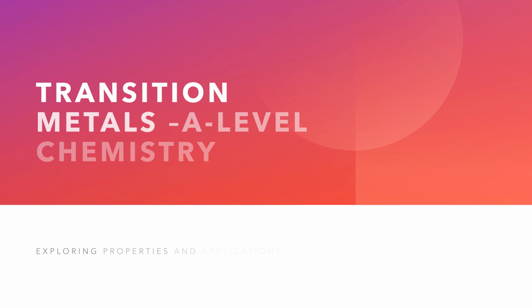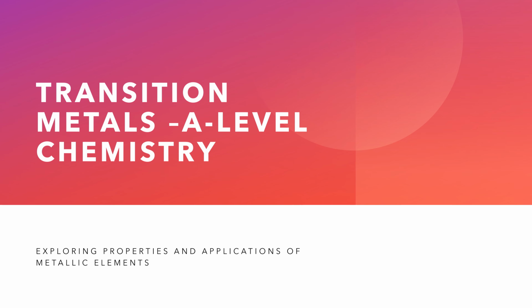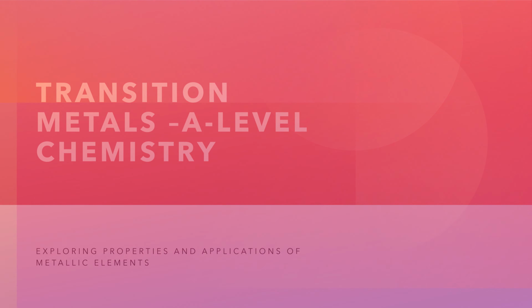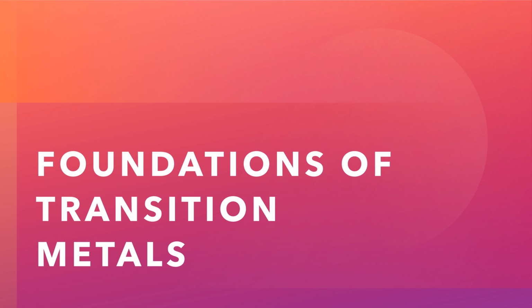Welcome to this presentation on transition metals. Transition metals are elements found in the D block of the periodic table. They are known for their colored compounds, variable oxidation states, and ability to act as catalysts. Definition and position in the periodic table, electronic configuration of transition metals.